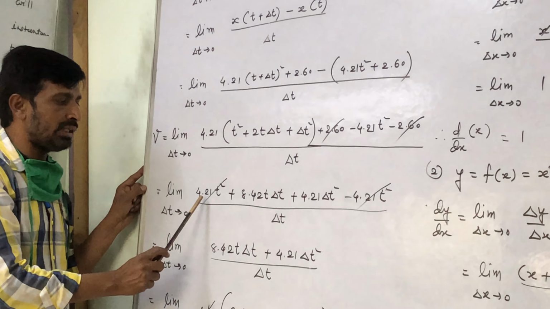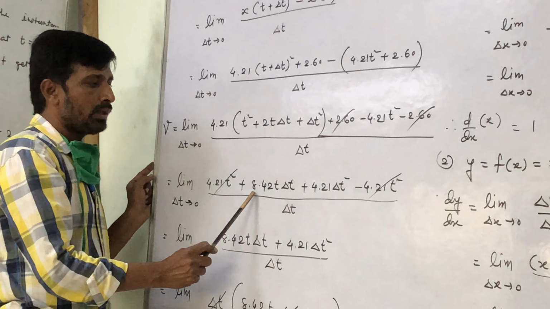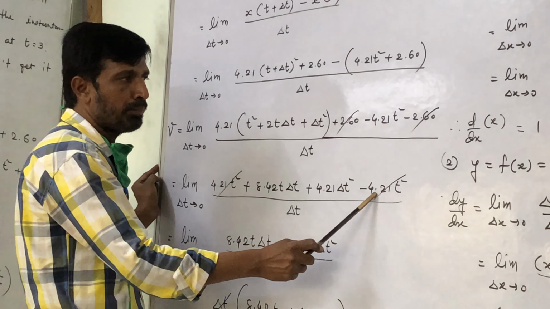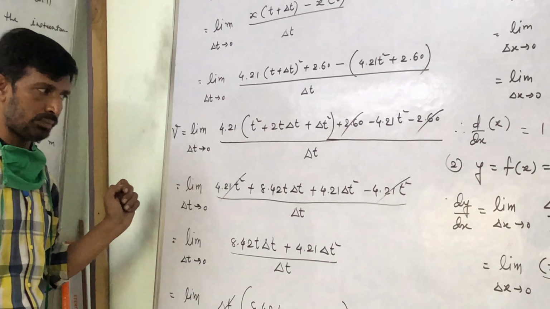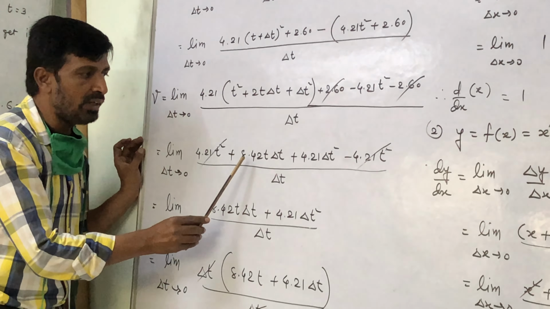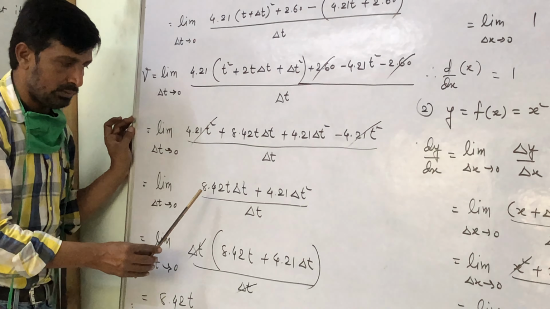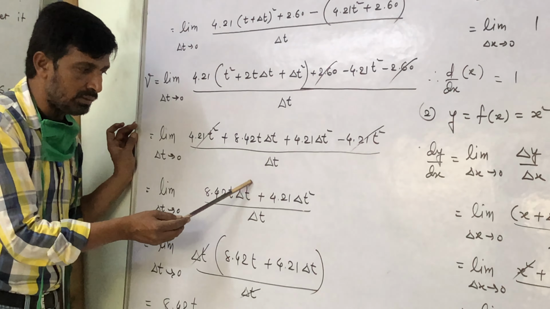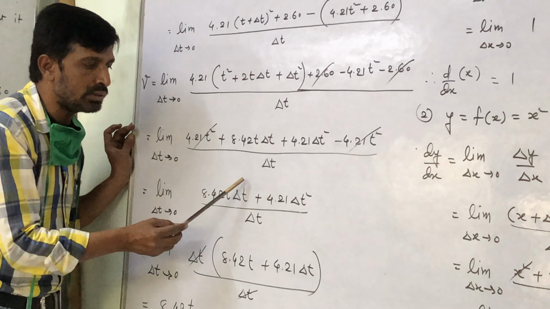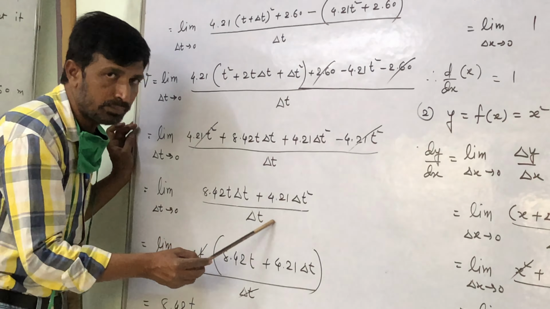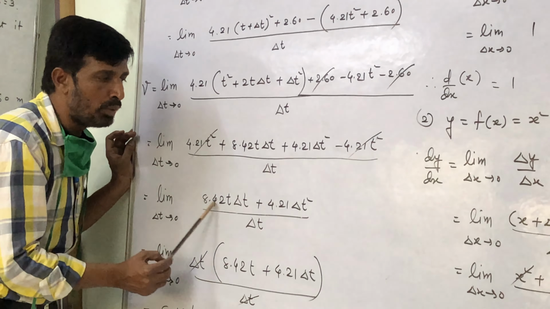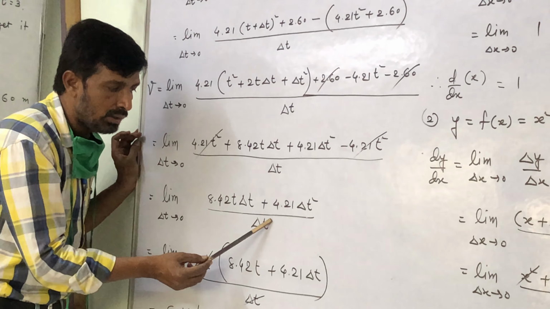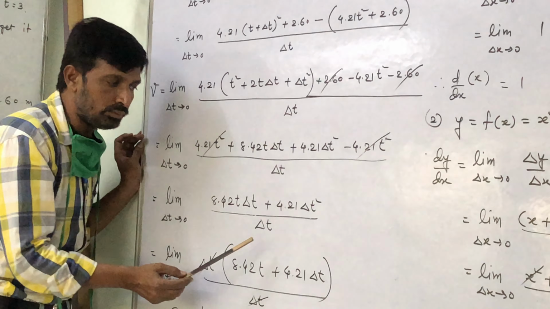Multiplying, limit delta t tends to 0, so 4.21 t square plus 8.42 t delta t plus 4.21 delta t square minus 4.21 t square. This one is cut out. Now we have these two terms. As delta t tends to 0, delta t is a variable quantity, so this term should be going towards 0. This term is also going towards 0. So the numerator is going towards 0 as a whole because t is constant. The denominator is also going towards 0.